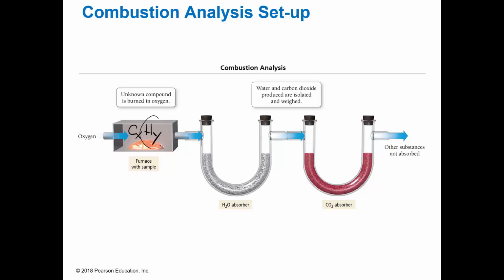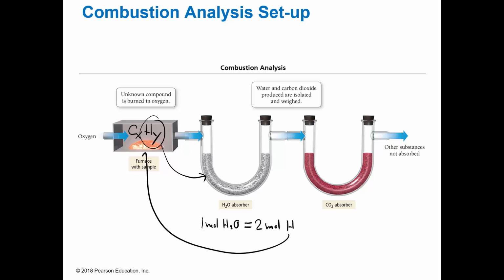Every single one of these hydrogens is going to be captured here in the form of H2O. So for every 1 mole of H2O that you produce, you had 2 moles of hydrogen in the original compound, right? Because it takes 2 of the originals and makes 1 mole. So for every 2 moles of hydrogen in the original sample, you make 1 mole of water.